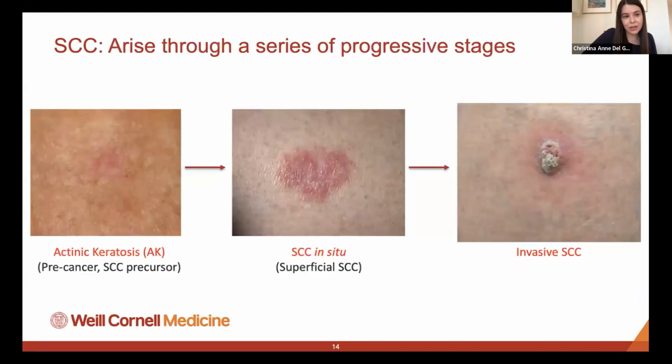Unlike basal cells, squamous cell carcinoma arises through a series of progressive stages. They start out often as a precancer known as an actinic keratosis. They then progress to a superficial squamous cell carcinoma, which just involves that top layer of the skin called the epidermis. These are referred to as squamous cell carcinoma in situ. And then finally, they can progress to invasive squamous cell carcinoma, which involves both layers of the skin, the epidermis and the dermis.